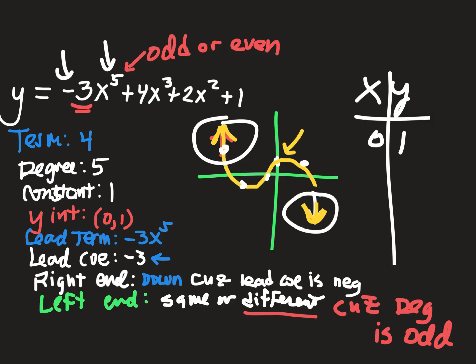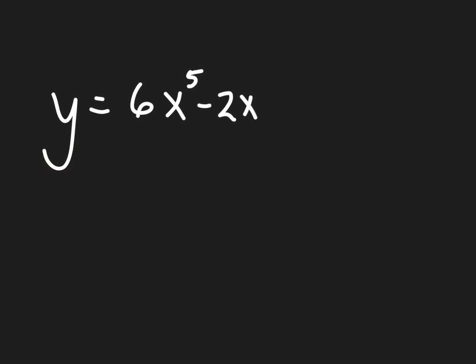All right. So let's see if you really process this. Here's a new one. It's going to be completely different. 6x to the 5th minus 2x to the third plus x plus 7.